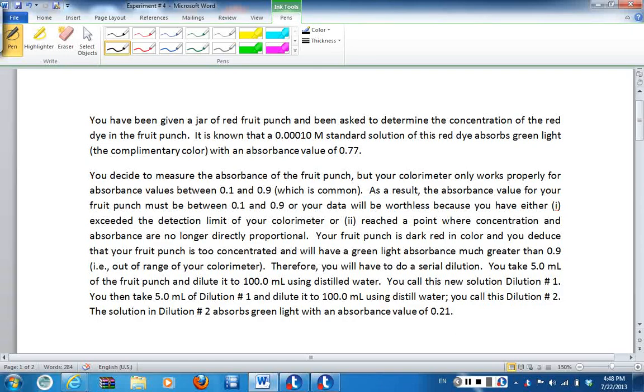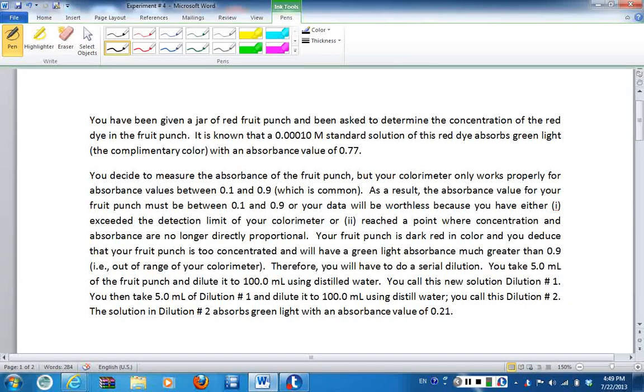Okay, so today we're doing experiment number 4, and the purpose of experiment number 4 is to ultimately determine the concentration of iron in a vitamin. However, the way that you're going to go about determining the concentration of iron in a vitamin can also be used to determine the concentration of any unknown solution. So it's quite useful in that sense. You will be determining the unknown concentration of iron in a vitamin using a colorimeter.